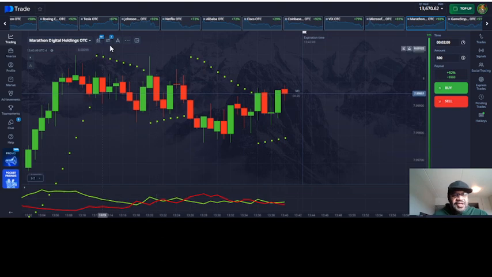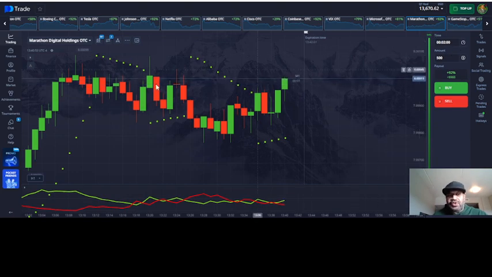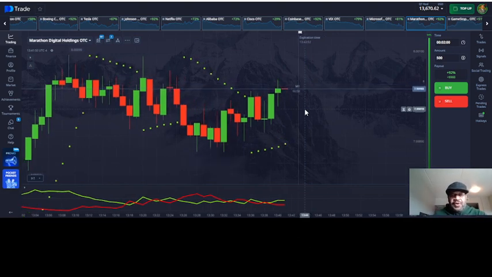For my candlestick chart, I'm going to be using 1 minute. These are 1 minute Japanese candles here. And for my trade time, I'm going to be taking 2 minute trades, so fast 2 minute turbo trades while looking at these 1 minute Japanese candles. Now I'm going to pause the video and wait for a trade setup.